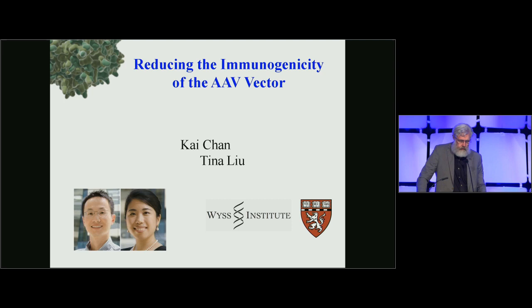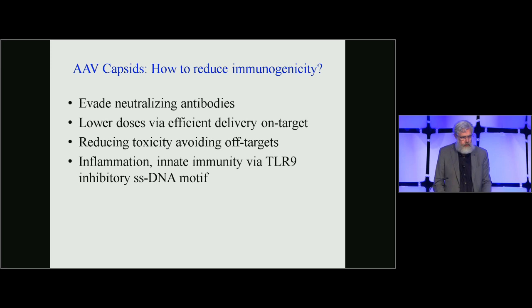So just in summary, and hopefully we can open this up for discussion, first half we talked about evading, we can do selection for evading or binding to specific antibodies by making these complex synthetic libraries. We can make up to hundreds of thousands of custom designed viral sequences, and we've done that. By having efficient delivery, we can lower the doses. We can reduce the toxicity of off-target delivery by having the surface engineered by a combination of mutagenesis and machine learning to reduce off-target. And then finally, the second half of the talk was about the innate immunity via TLR9. So I open up for questions. Thank you very much.